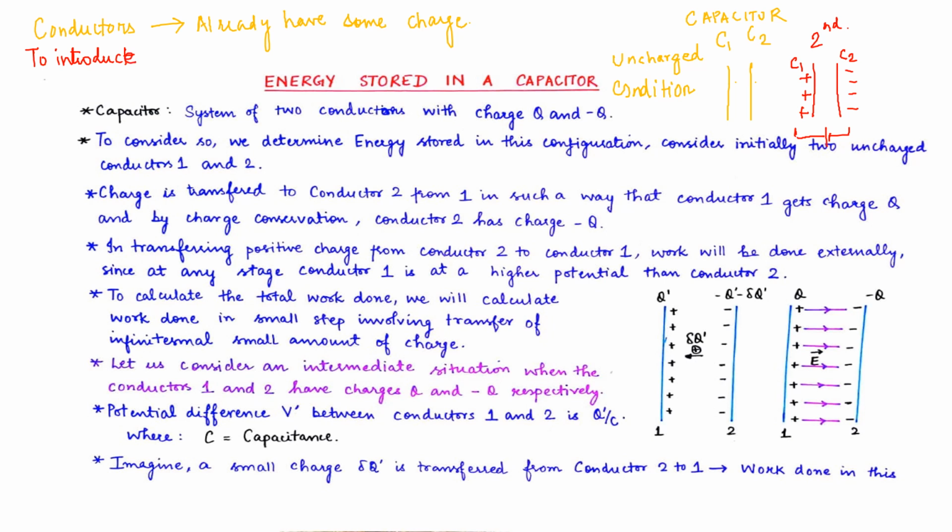So to introduce more charge to C1 and C2, external work is done. We did some work to bring it, because see, this is positive charge and this is negative charge. There is generation of electric field.